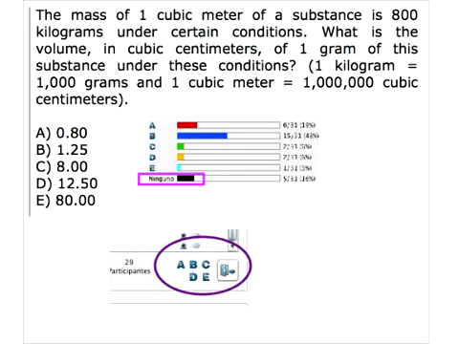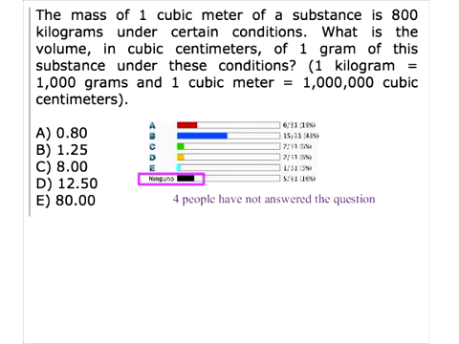So, not to sound like a second grade teacher or anything, but you have to answer the question. This is the GMAT. The GMAT does not allow you to not answer questions. So make sure you don't forget this.